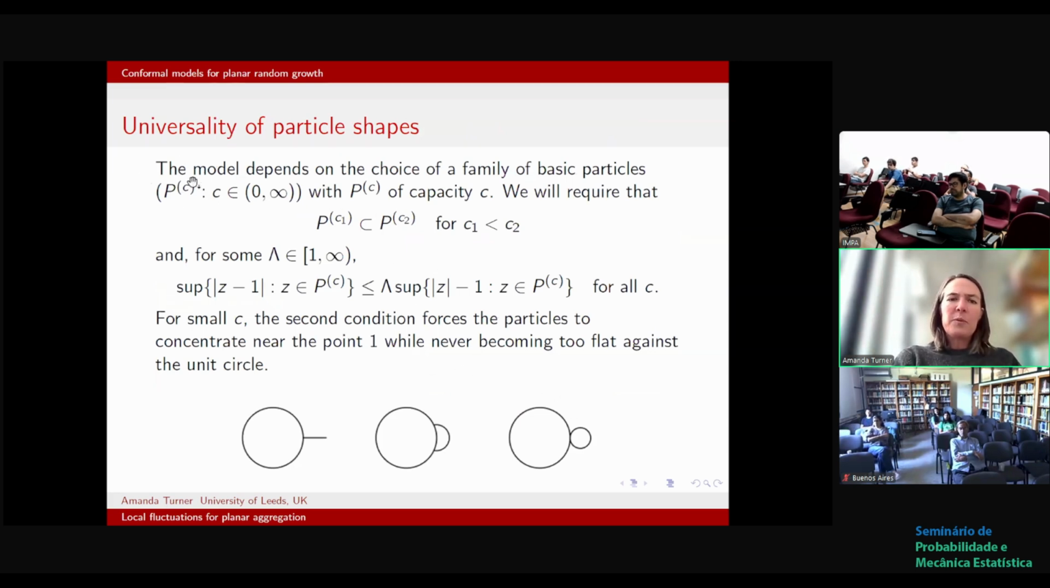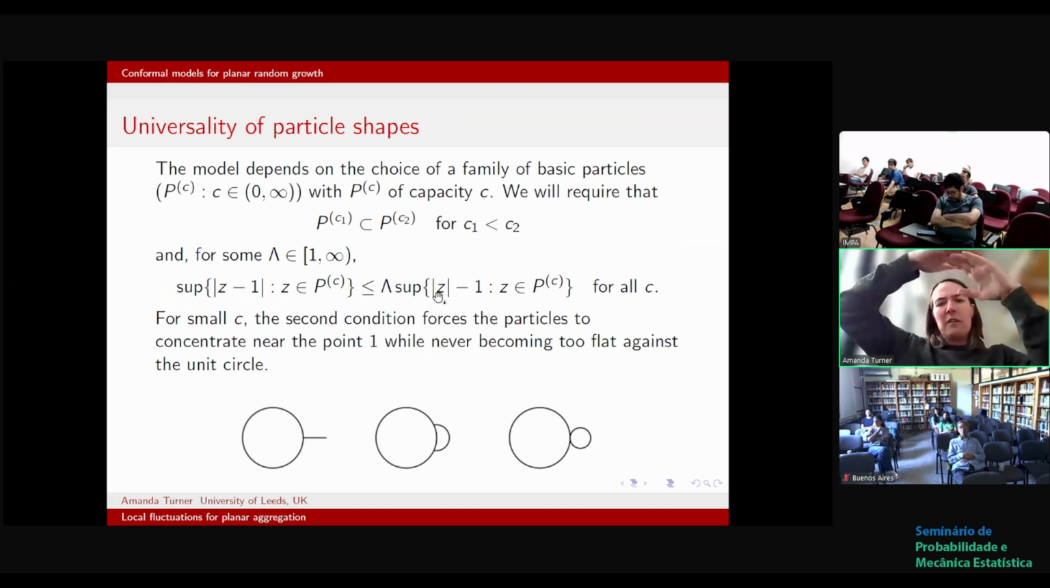Okay. So in fact, this is the slide that I wanted about the particles. As I said, this capacity parameter is very useful because it allows us to control the size of the particle, and we're going to need a family of particles that correspond to all the different sizes from 0 to infinity. And we want to choose our family to satisfy certain properties. The first one is that the smaller particles with smaller capacity are enclosed within particles of larger capacity. And the second criterion I've written on this display line is that the radius of the particle seen from the position 1 is bounded by some constant times the height of the particle. Essentially, what the second condition means is that it forces particles to concentrate near the point 1, but it also rules out particles being too flat.